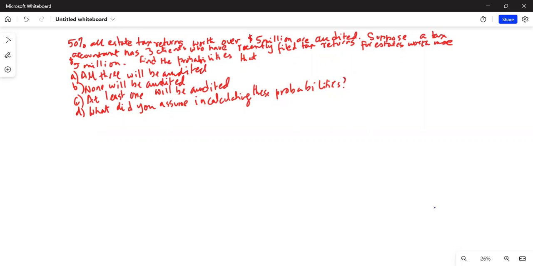50% of all estate tax returns worth over 5 million are audited. Suppose a tax accountant has 3 clients who have recently filed tax returns for estates worth more than 5 million. Find the probability. Part A, all 3 will be audited, Part B, none will be audited, Part C, at least one will be audited. Part D, what did you assume in calculating these probabilities? So let's get started.